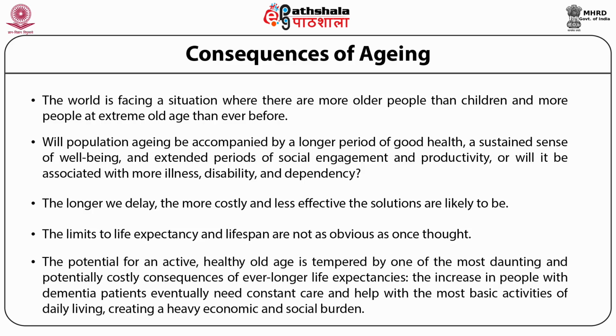The potential for an active, healthy old age is tempered by one of the most daunting and potentially costly consequences of ever longer life expectancies. The increase in people with dementia. Patients eventually need constant care and help with the most basic activities of daily living, creating a heavy economic and social burden. Prevalence of dementia rises sharply with age. Many studies have found that an estimated 25 to 30% of people aged 85 or more have dementia.